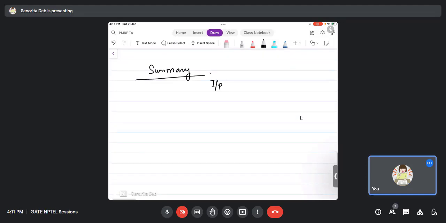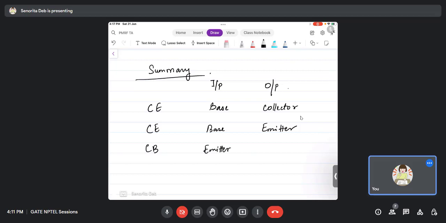Input, output. Okay, common emitter: input is base, output is collector. Common collector: input is base, output is emitter. Common base: input is emitter, output is collector. Okay, so this is the summary. You guys can write it down. Just quickly write it.